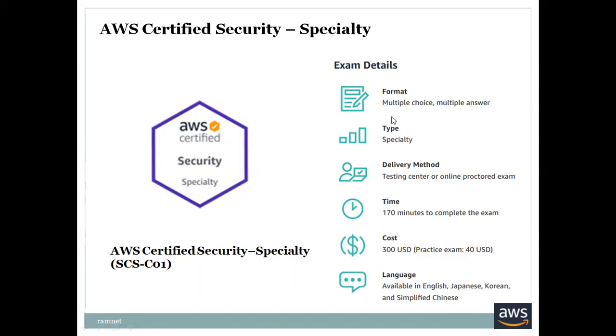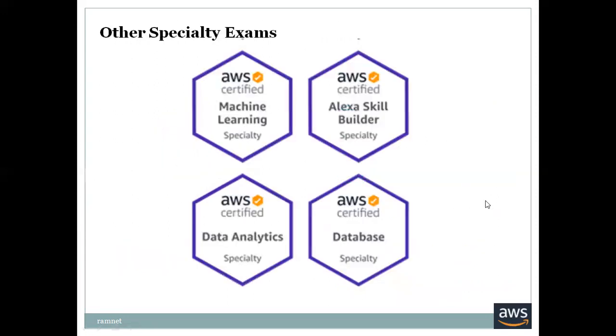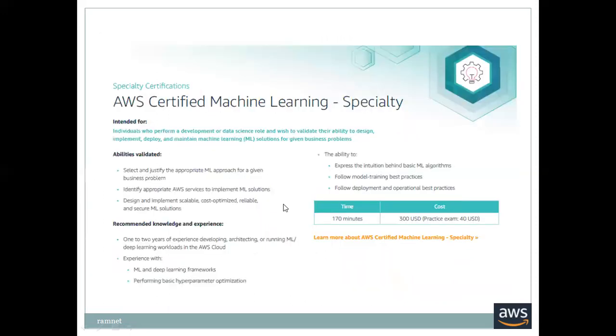SCS01, multiple choice, multiple answers, specialty level, testing center, 170 minutes and again $300. Simple. All specialty exams, I guess, come with the $300 price only. Other specialty exams are machine learning, Alexa Skill Builder, data analytics, and database. These are all there. And the machine learning, it's here. You can just see that 170 minutes and $300 is there.